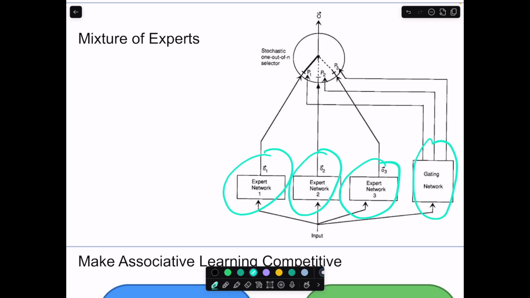This is inspired by how we solve problems in real life. When facing a complex task, we often break it down and delegate subtasks to specialists with relevant expertise. Think about divide and conquer. The genius of MOE is that it combines the good things about both worlds. It has the specialization advantage of competitive networks. It also maintains the input and output mapping capabilities of associative networks.